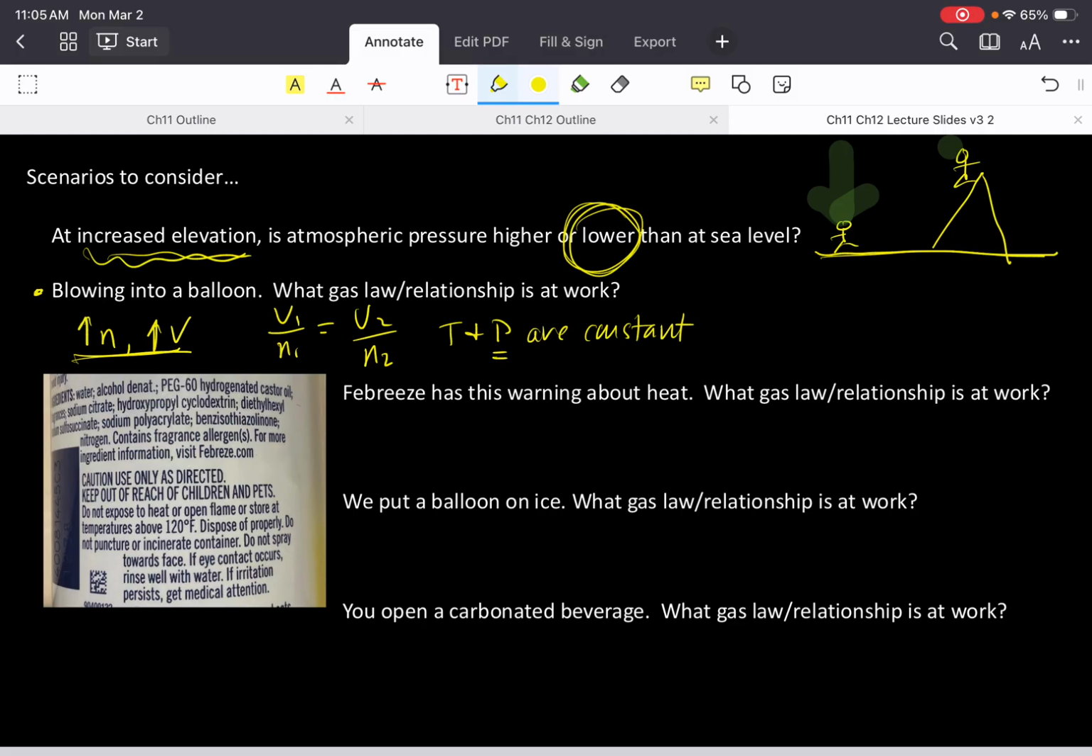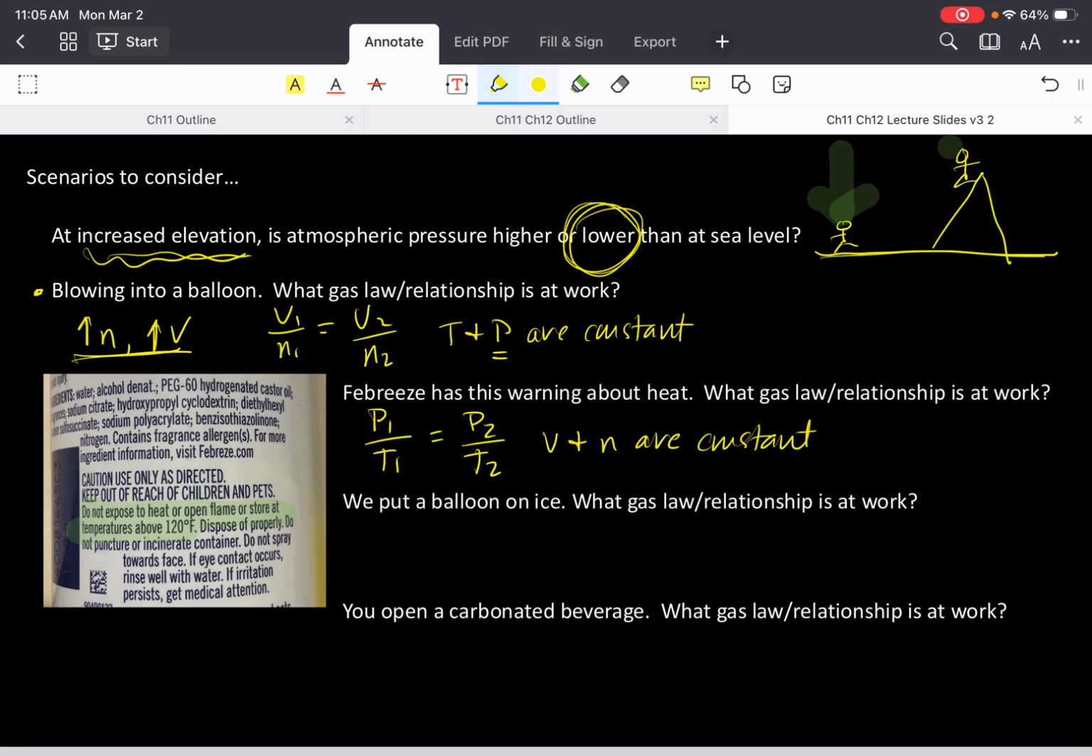Now, Febreze. If we look at this labeling here, Febreze has this warning: do not expose to heat or flames and do not store at high temperatures. And so why is that? Why can't we go around throwing all the sealed jars into high heat? That's because pressure goes up as temperature goes up, as long as V and N are constant.